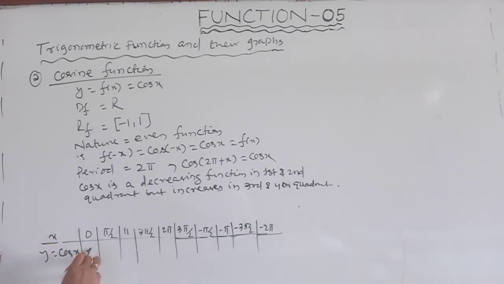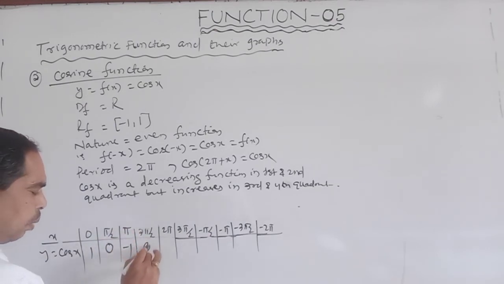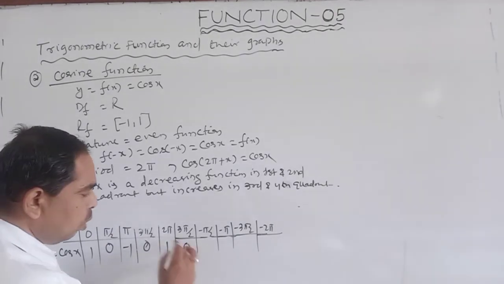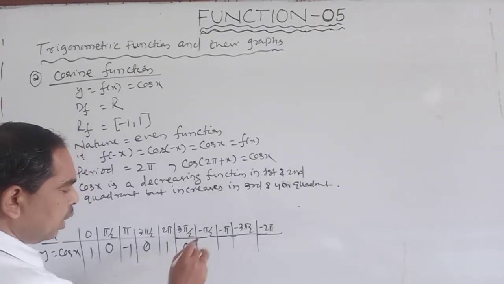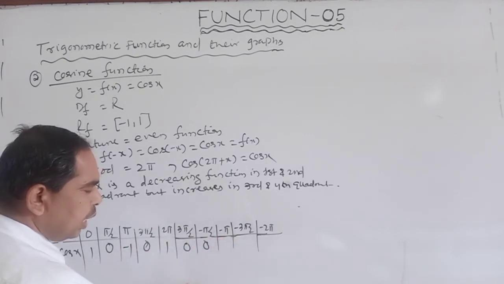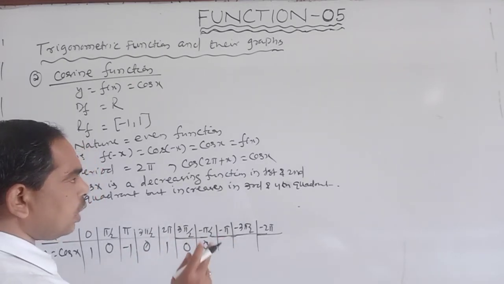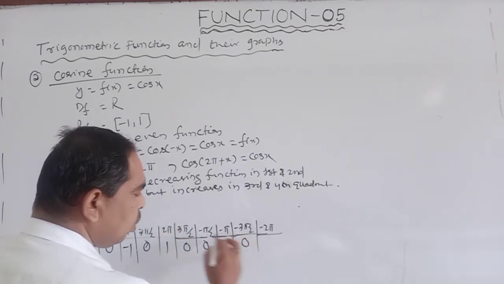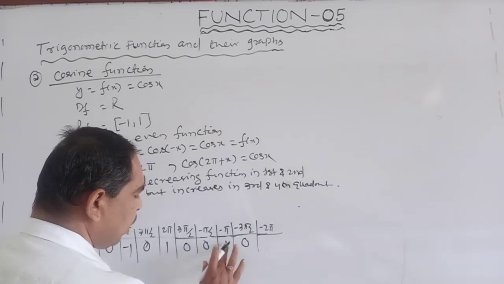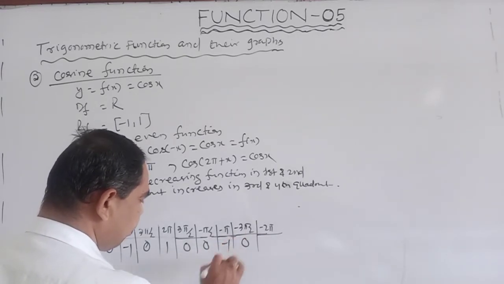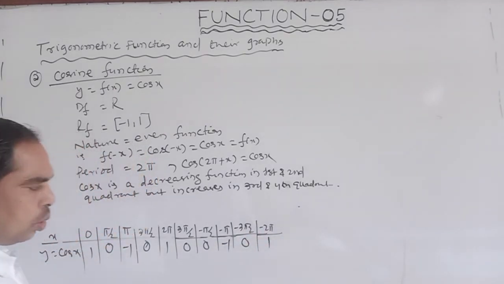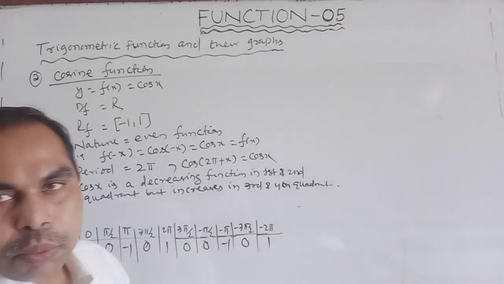Cos 0 is 1, cos pi by 2 is 0, cos pi is minus 1, cos 3 pi by 2 is 0, cos 2 pi is plus 1. Cos minus pi by 2 is 0, cos minus pi is minus 1, cos minus 3 pi by 2 is 0, cos minus 2 pi is plus 1. Okay, because the cos of minus theta equals plus cos theta.